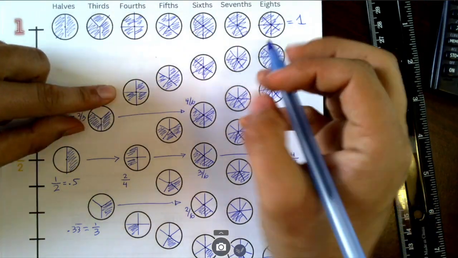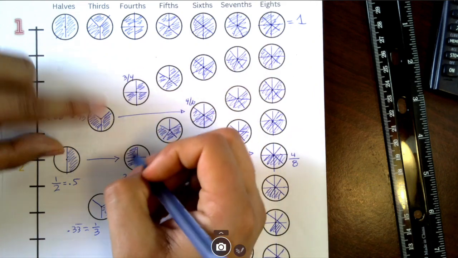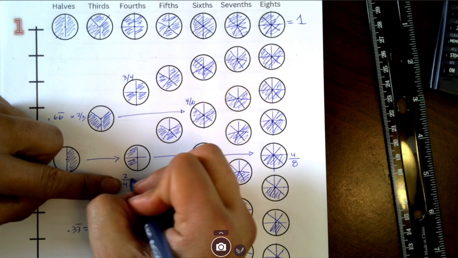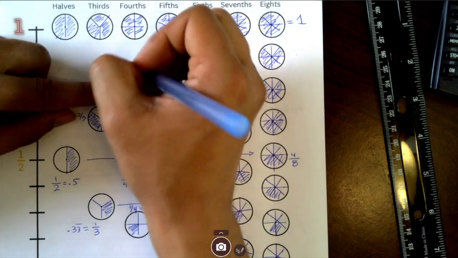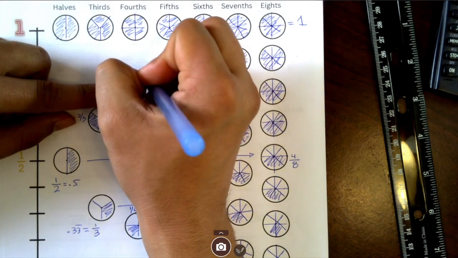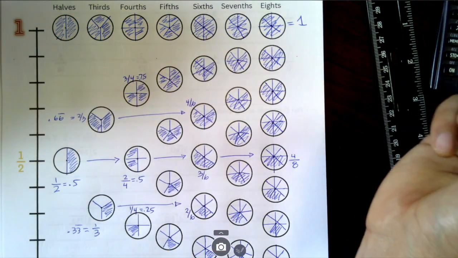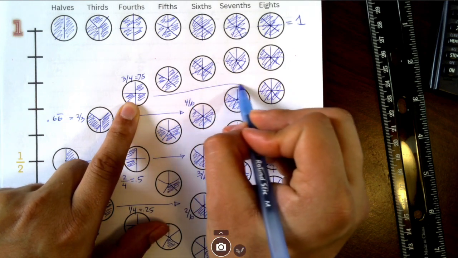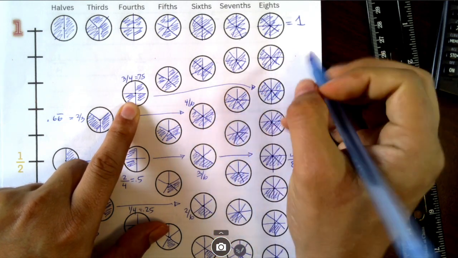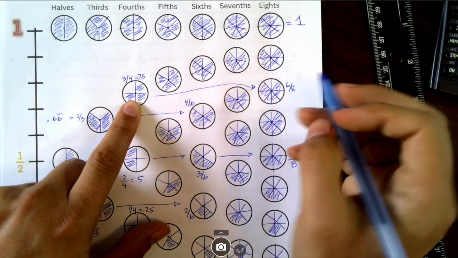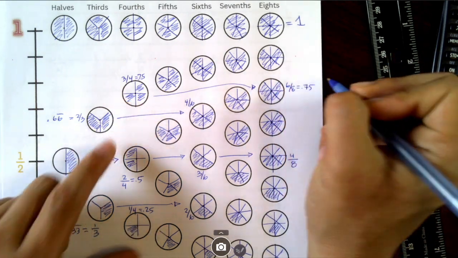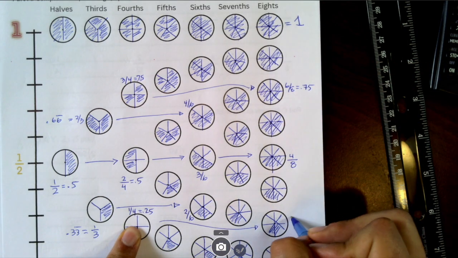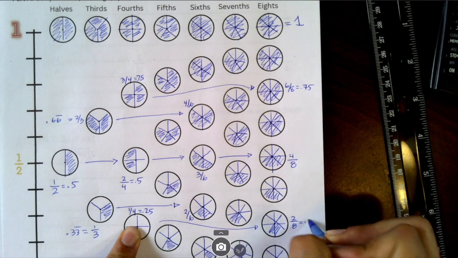So fourths, we got 3/4, and then we got 1/4. This is 0.25. This is 1/2. We already said that, and then this is 0.75. Which one's equal to 3/4? We've got to just kind of move around, but it's this one right here. It's 6 eighths. So that's the same thing as 0.75. And then 1/4, we're going to have to move around again, is equal to this one, 2 eighths. That's equal to 0.25.